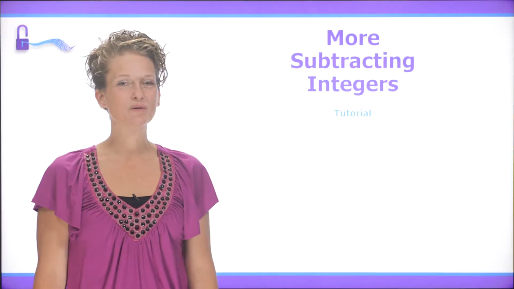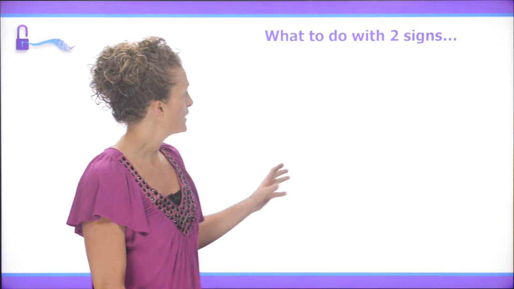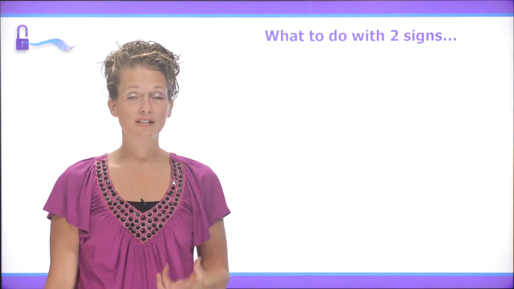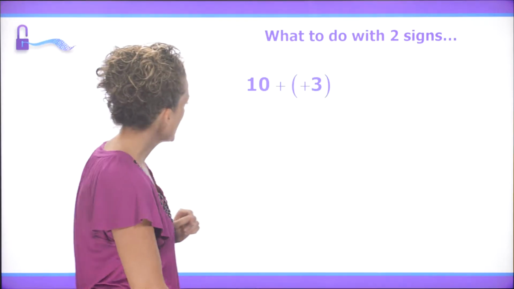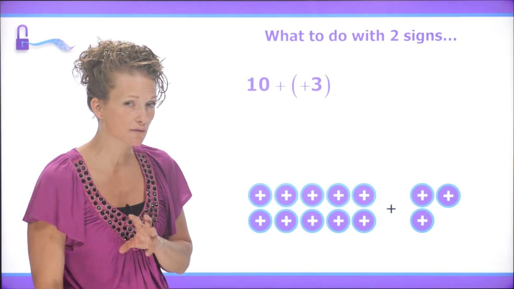In today's tutorial, we're going to talk just a little bit more about subtracting integers. Now, what to do with two signs? That seems to be the big question when it comes to working with positive and negative integers. So we're going to start off with a rather simple example: 10 plus positive 3. Let's have a look at what that looks like as a picture.